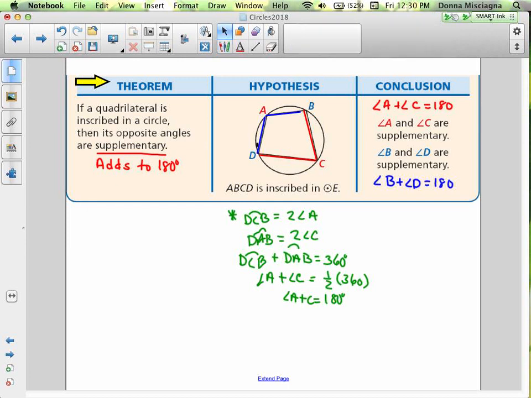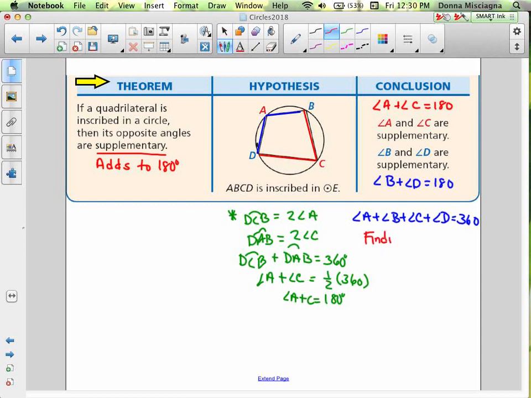All right, now together, if we add up all the angles, angle A plus angle B plus angle C plus angle D have to add up to 360. Because after all, if angle A plus angle C equals 180, and angle B plus angle D equals 180, well, then together the 4 angles would have to add to 360. As a matter of fact, that would always be true anytime you had a quadrilateral. This here is a formula to find the sum of the angles in any quadrilateral. So add this to your notes.